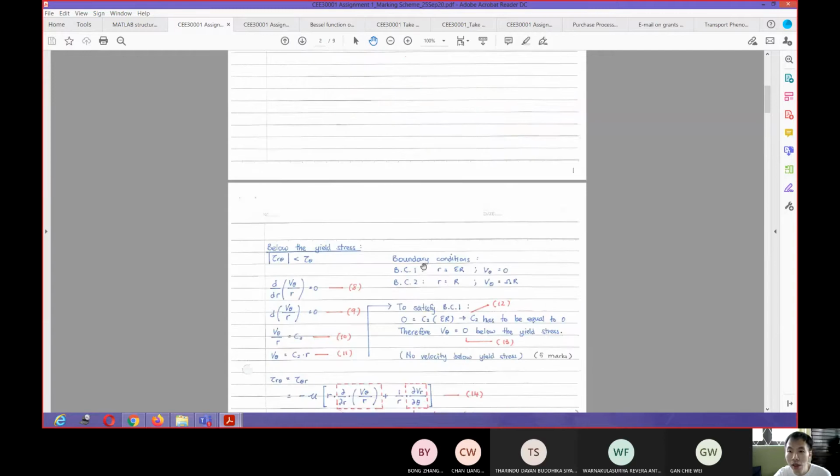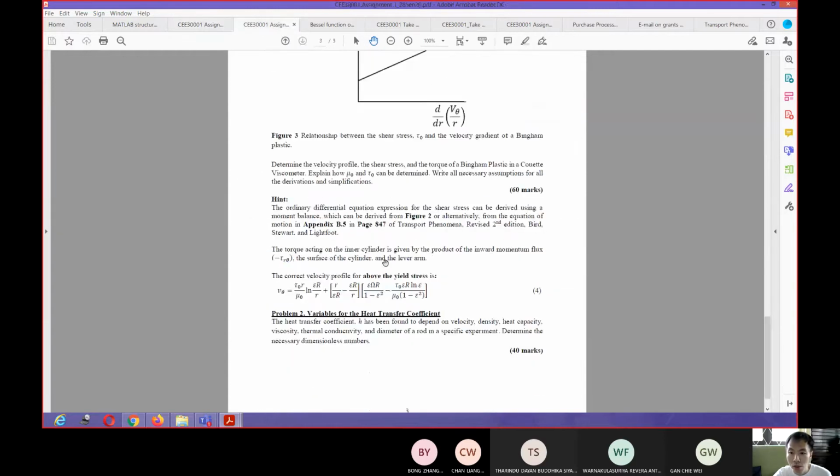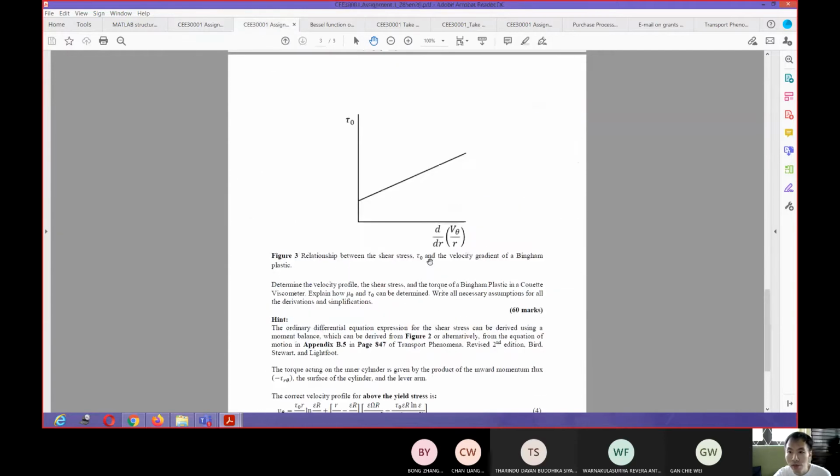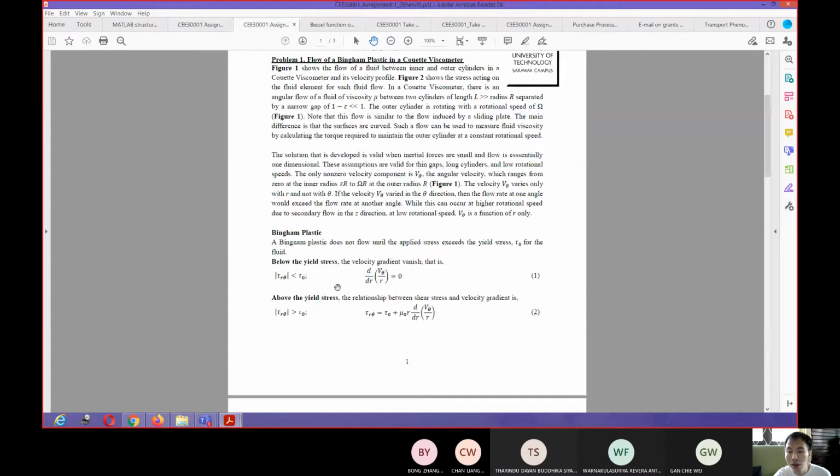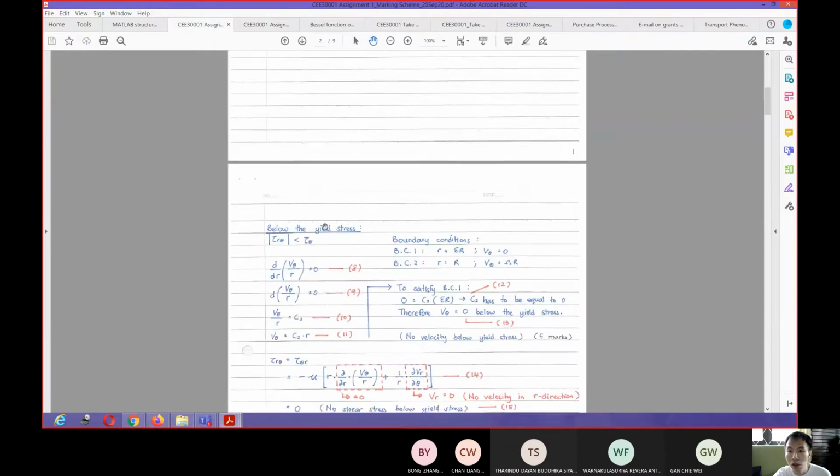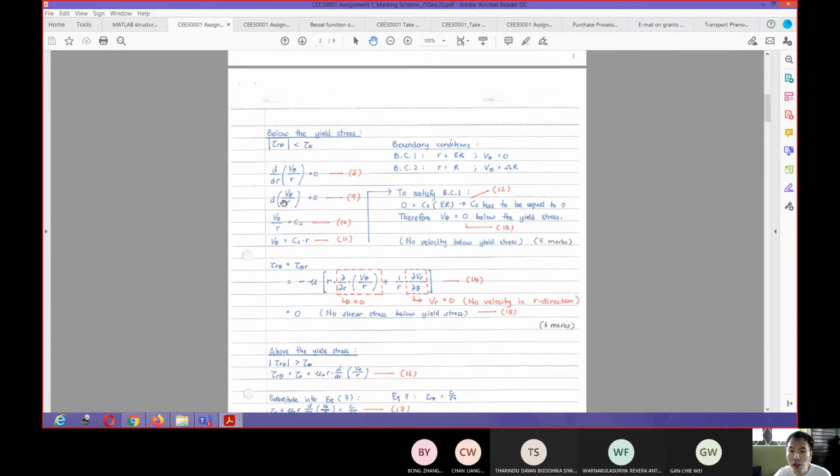Okay, once you get that, then you need to go back into your below the yield stress equations number 1. Because for the below the yield stress, it has been specified that this d over dr of this will be equal to 0. Then what you put in here is you integrate, then you get this velocity on the angular direction will be equal to C2 multiplied by R.